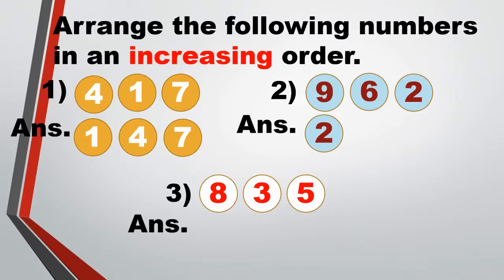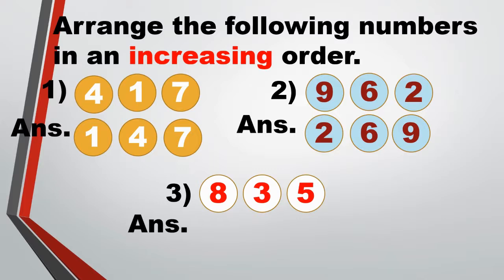Right, 6. 6 will come after 2. Now tell me which would be the greatest number here? Only 9 is left. So 9 is the greatest number in this line. So increasing order is 2, 6, 9. We are going upward. Now look at this third question.